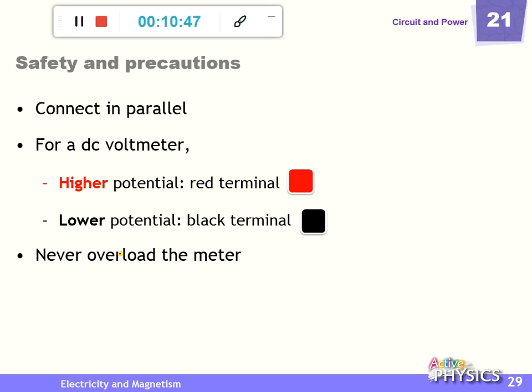Okay, and the next one will be safety and precaution. This one asks you, when you do the practical, you should notice this. Connected in parallel. But remember that for an ammeter, you should connect it in series. Okay, 串聯. For a DC voltmeter, higher and lower potential are represented by the color code. Otherwise, the pointer will point to the other side and you cannot get an accurate reading. Never overload the meter. It means don't let it be at a high potential. If it is high enough, you can damage it.